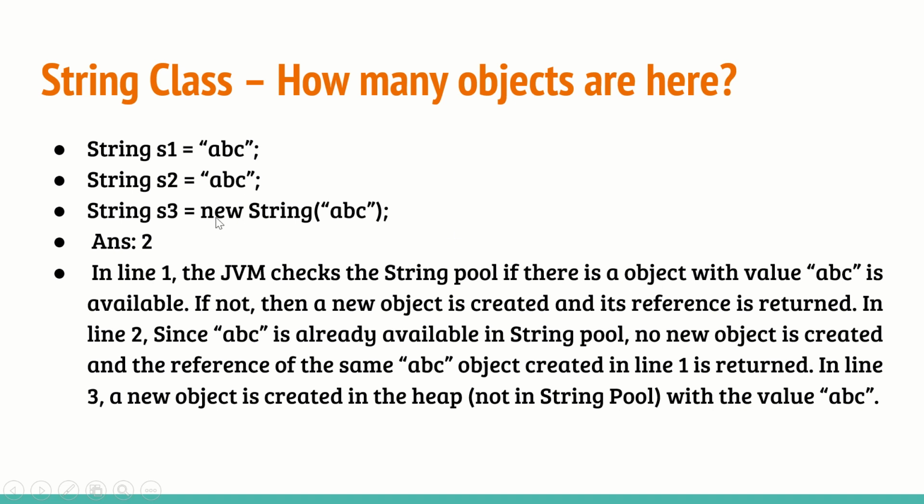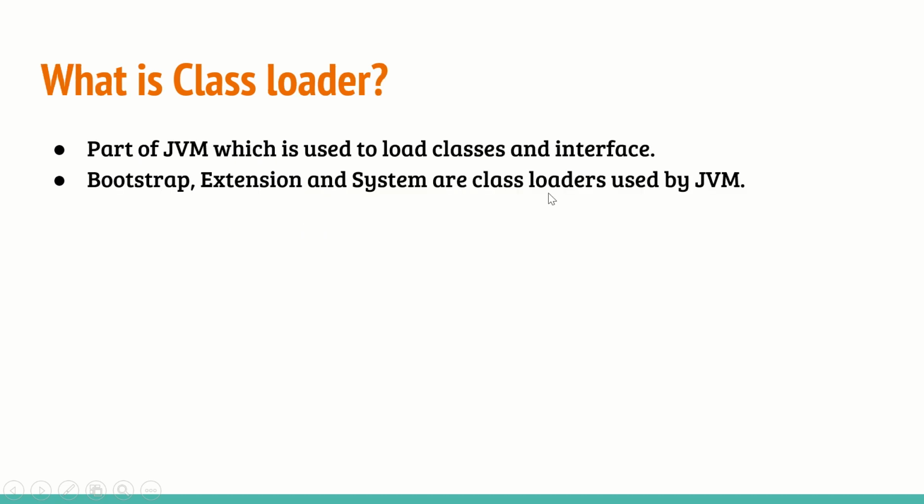Now in the third line, when you use new, I mandatorily tell the system that I need to create a new object again. When I use the term new here, new string ABC, it will be created again. So what is the answer? Here for these two lines it will be 1, and here for this line it is 1. So two objects are created.